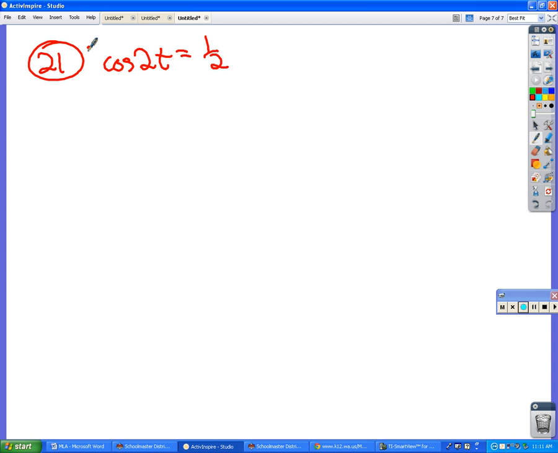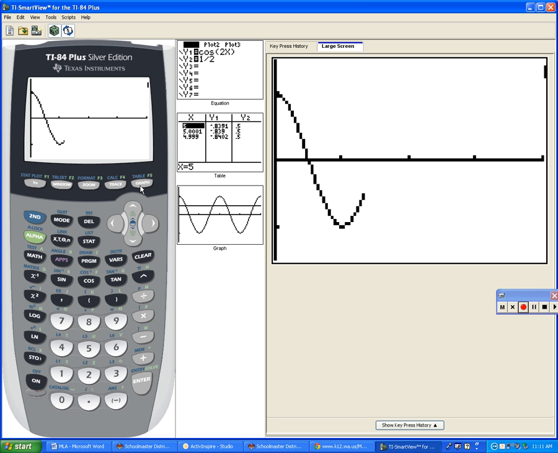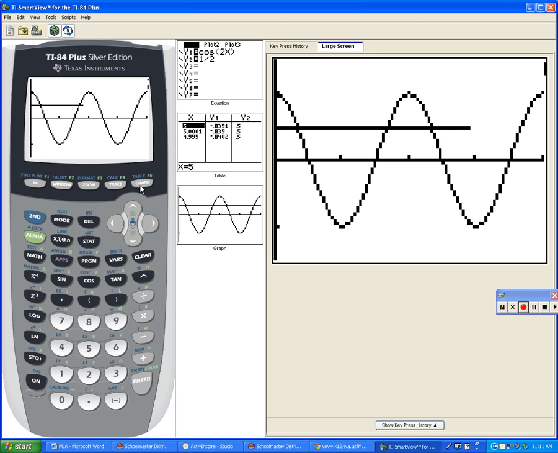Okay, because there's a 1 right here, that means in order to see the whole graph, I went from negative 1.5 to 1.5. You could go from negative 2 to 2, whatever, but that will give you a nice picture of the graph. On the next one, it says 20 cosine of t. What are you going to have to change your y values to then? Right, in between negative 20 and 20, or a little bit above or below.